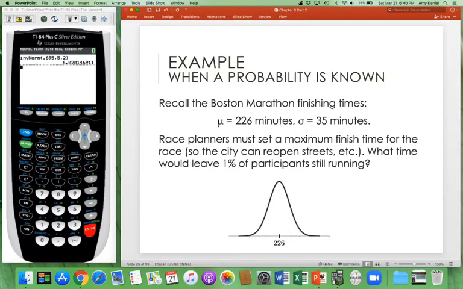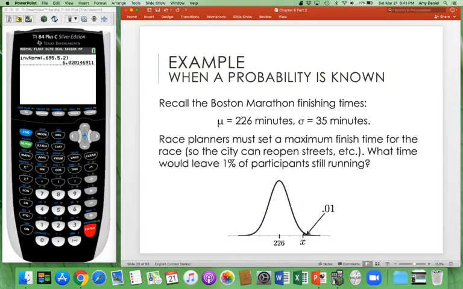On the x-axis there's our 226 mean, and we're looking for an x value that would leave 1% of participants still running. With these problems we have to ask ourselves, is this going to be a high x value or a low x value? If you're thinking about people who are still running, these are going to be people who are running longer than average. They're going to have a longer time. So the x value we're looking for is going to be over here in the right tail, the people in the far reaches of time for marathon finishers. And we want to set that x value so that only 1% are past that. So we have a 1% probability of leaving somebody still running when they set the maximum finish time.